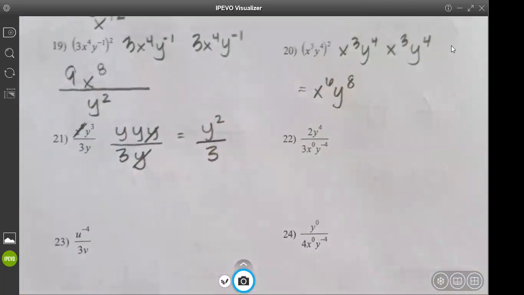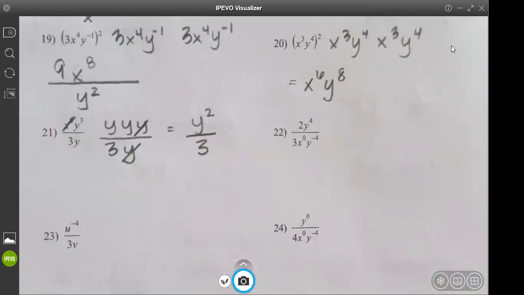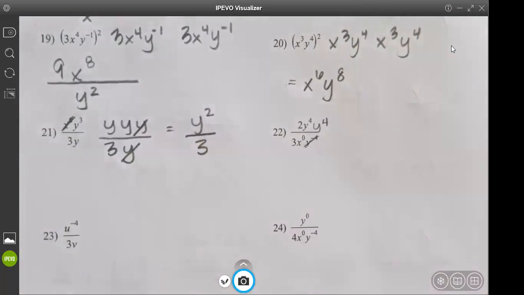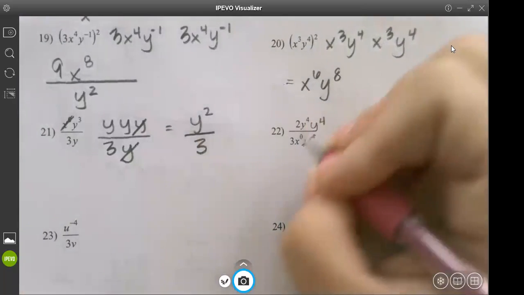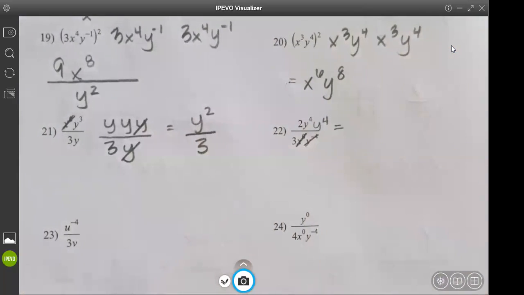So we have 2 Ys on the top and a 3 on the bottom. That's it. All right, look at 22. What do I need to do before I even start? So I'm going to put that Y to the 4th on the top. What else? Mark out the X. There's nothing the same on the top and the bottom, so I'm just squishing it together.